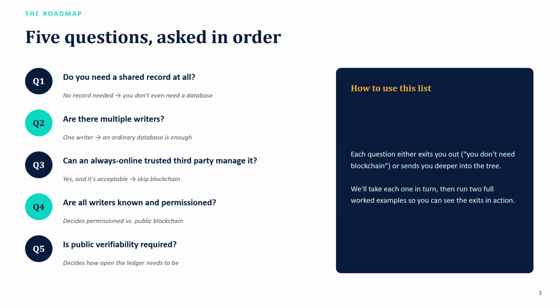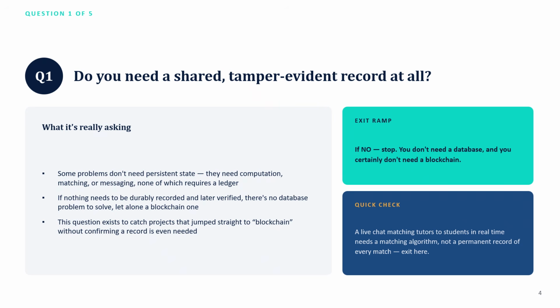Do you need the shared record at all? Are there multiple writers? Can an always online trusted third party manage it? Are all writers known, with permissions? Is a public verifiable record needed? Kindly answer all those questions and decide whether you need a blockchain or not.